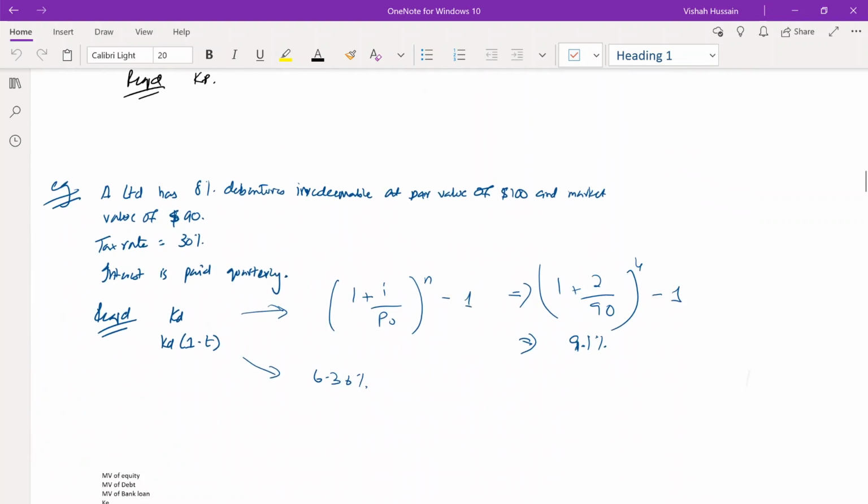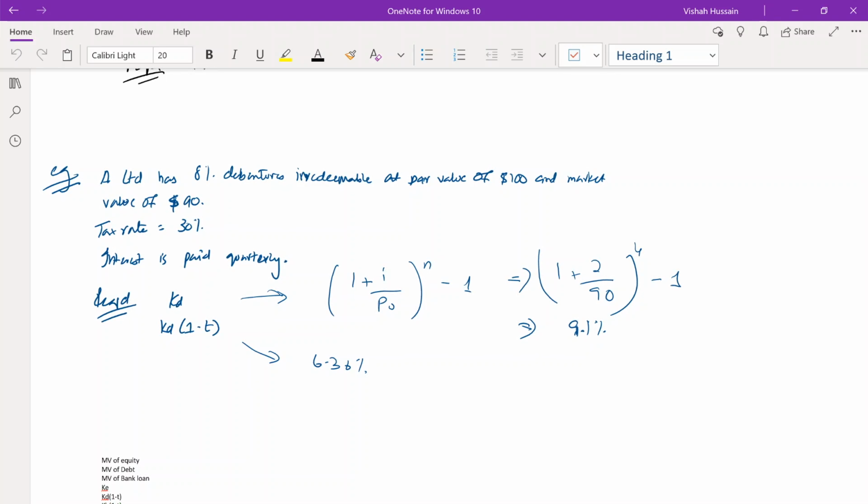Here is an example that I have performed for you. A Limited has 8% irredeemable debentures at par of $100 and a market value of $90. Tax rate is 30%. Interest is paid quarterly. Now the requirement is KD and KD(1 - T). How are you going to compute it? Using (1 + I over P0) to the power n, minus 1, where I is not being paid annually in this case. It is rather being paid quarterly.